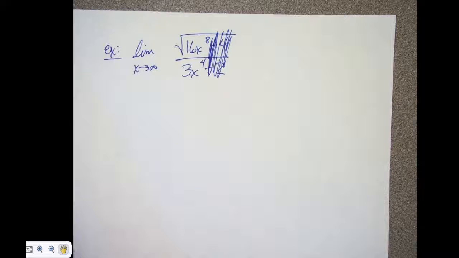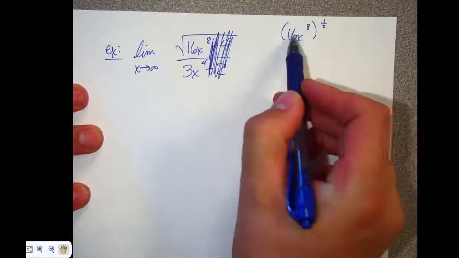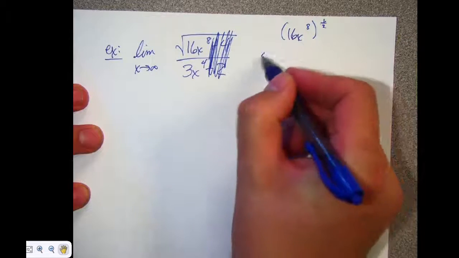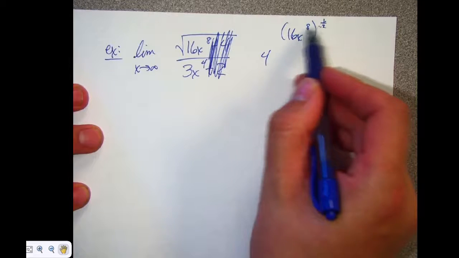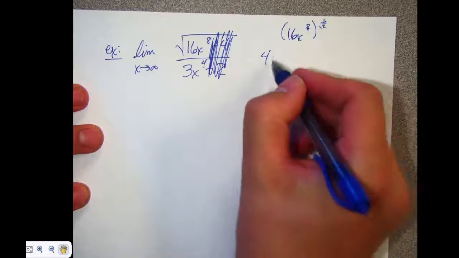So what power is a square root? Square root's a 1/2 power, right? So this is basically like 16x to the 8th to the 1/2. So 16 to the 1/2, or the square root of 16, is 4. When it's a power to a power like this, what do you do with them? You multiply together. So the square root of x to the 8th is actually x to the 4th.